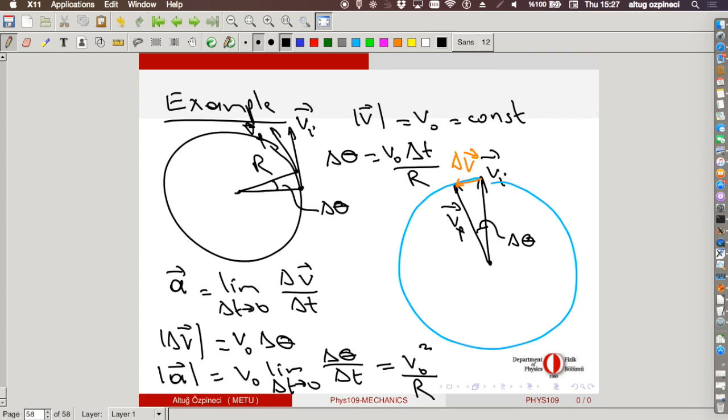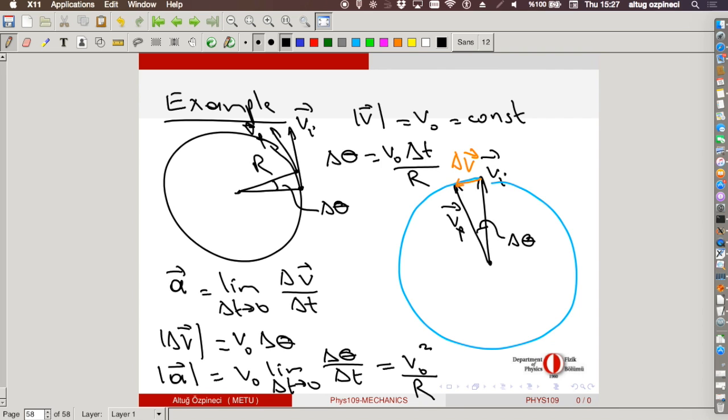If speed is constant, if we are moving on a circle with constant speed, then still, although the speed is constant, the velocity is changing its direction, so there is an acceleration. This is the magnitude of the acceleration. What is the direction of the acceleration? Now, this is the magnitude of the instantaneous acceleration right at this point.